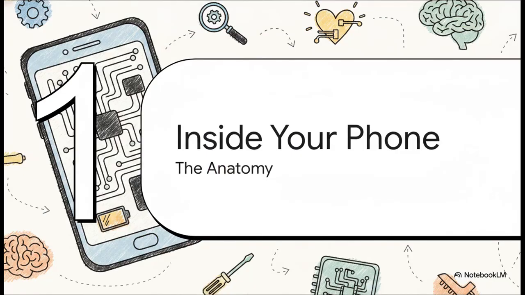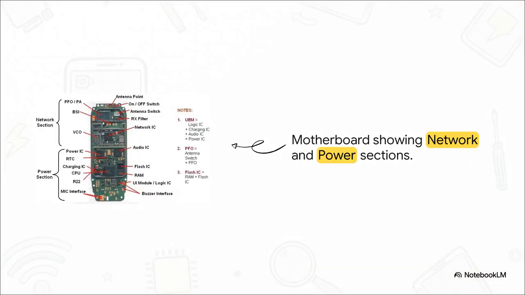Part 1. Inside your mobile phone, the anatomy. Let's make our first incision and take a look at the vital organs powering your device. It's amazing how densely packed yet perfectly organized a phone's motherboard really is. It's divided into clear, purposeful zones. Take the power section, for instance. You have the power IC, which basically acts as the heart, pumping energy from the battery to every other part of the phone. Then you have the flash IC.